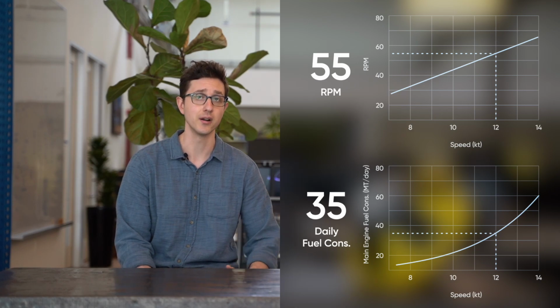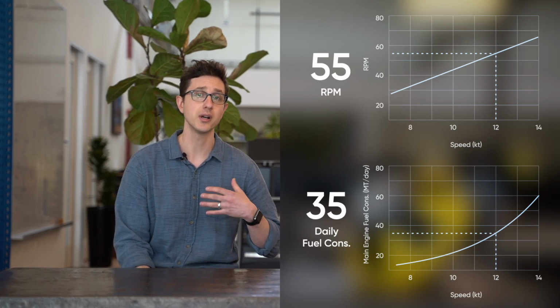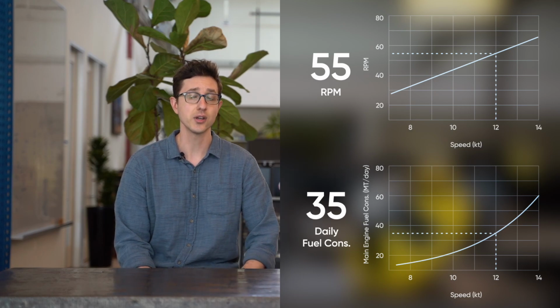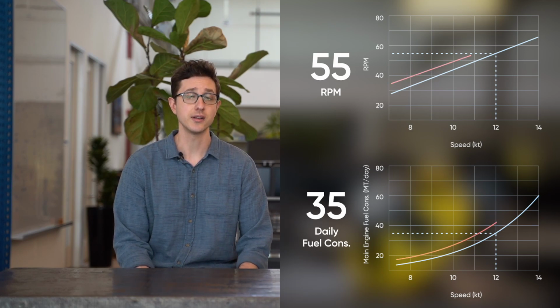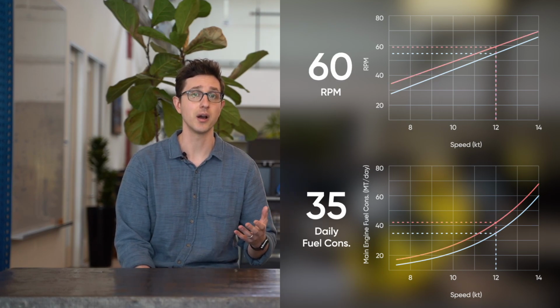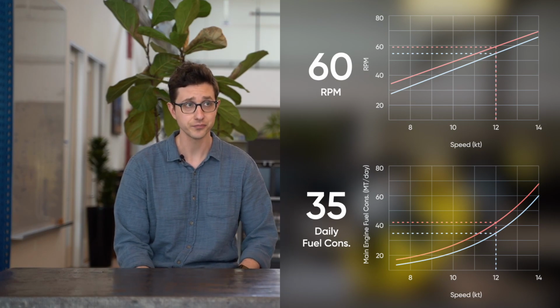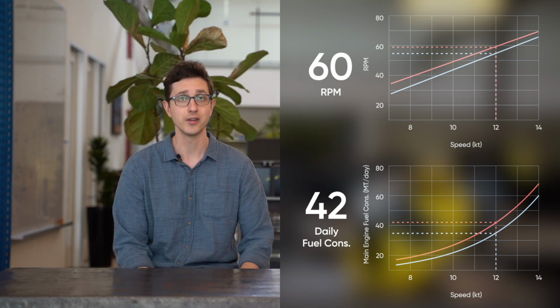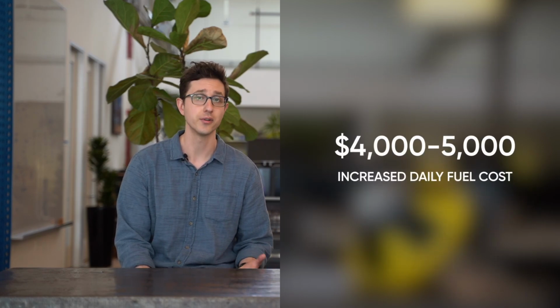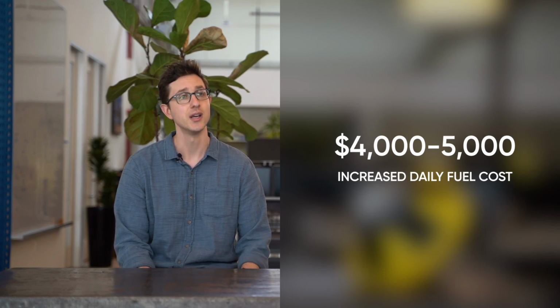But the really nice thing about our VPM is that you can plug in any set of weather conditions. So let's say for simplicity that now instead of fair weather, we're in Beaufort 6. And in order to hit 12 knots, now you need to set RPM to 60 instead of 55. And what that'll cost you in fuel is about an extra 7 metric tons per day. And given the current bunker prices, that could be an extra $4,000 or $5,000 per day of the voyage just in fuel costs.